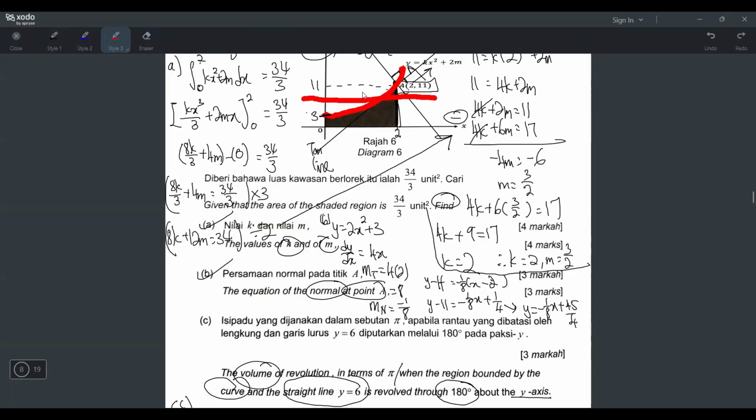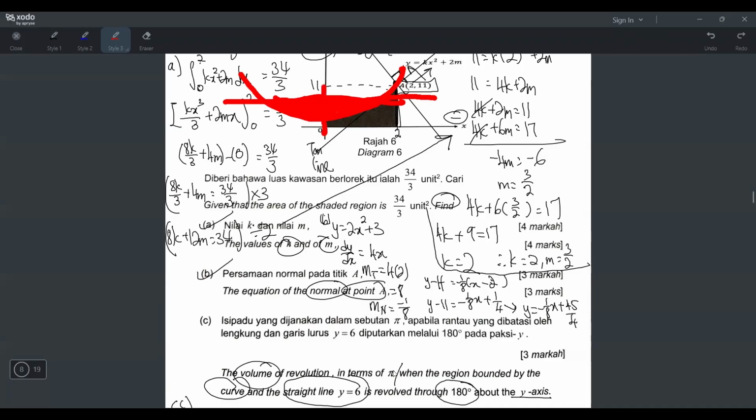Let's think about this. Curve and bounded. So I think they want this region, right? Because this one is the curve, this one is y equals 6. But they never mention the y-axis. It's like only these two lines. But if we extend this line, it will look like this on the other side. So in other words, I think the region is like this actually. It's not just half of it, it's including the other half.